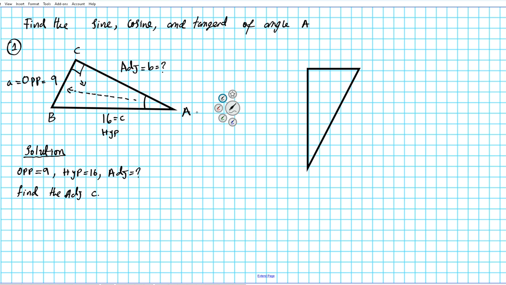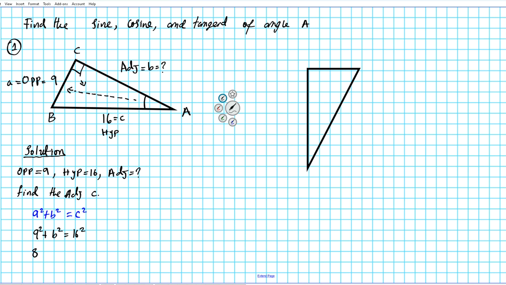In order to find the missing side of a right triangle given two sides, you don't need trig for that. You can just simply use your Pythagorean theorem. A squared plus b squared, the sum of the squares of the legs, is equal to the square of the hypotenuse. A squared plus b squared equals c squared. So let's go ahead and find b. A is 9, so we have 9 squared plus b squared, which we don't know, equals 16 squared.